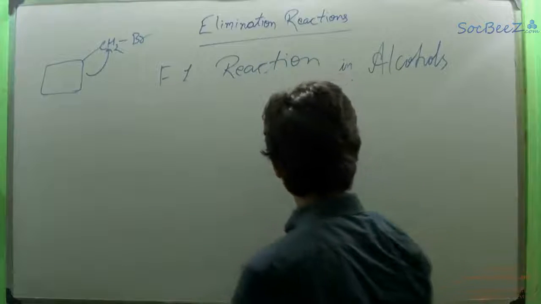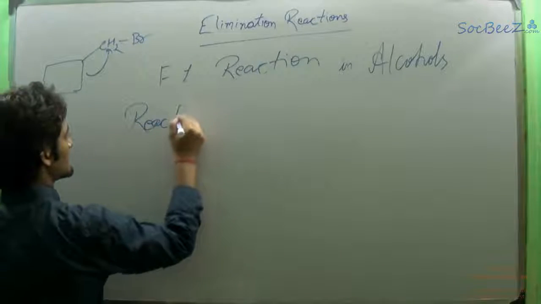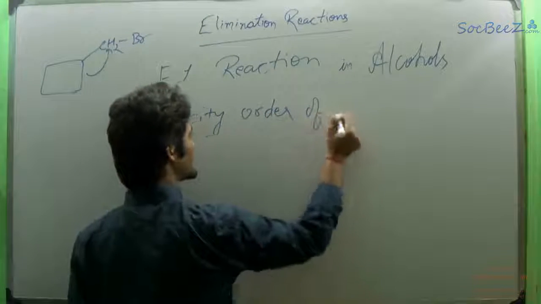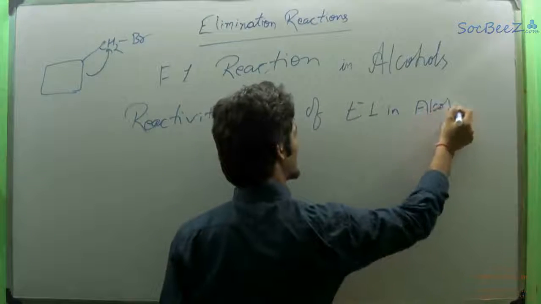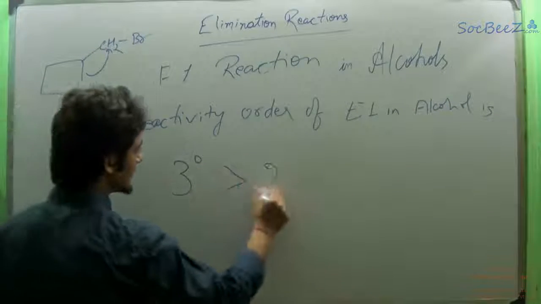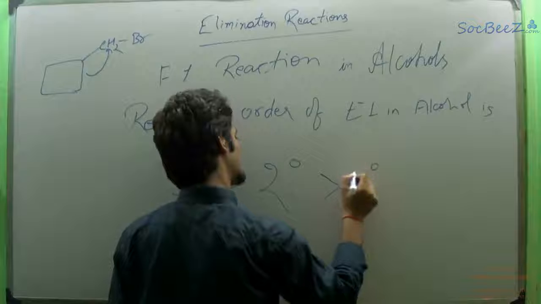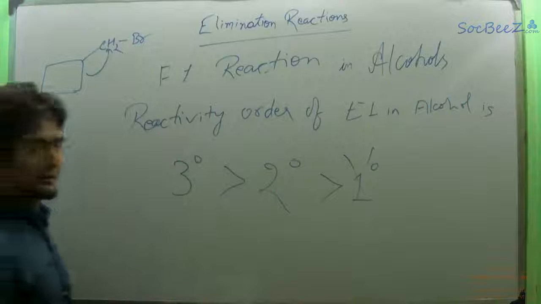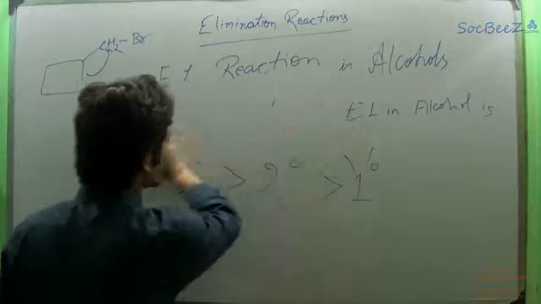Thus, by looking at all these examples, it was very clear that the reactivity order of E1 in alcohols is 3 degree, then 2 degree, and 1 degree is almost inert. Generally it doesn't react. So we have come to an end to the discussion of elimination reaction in alcohols.